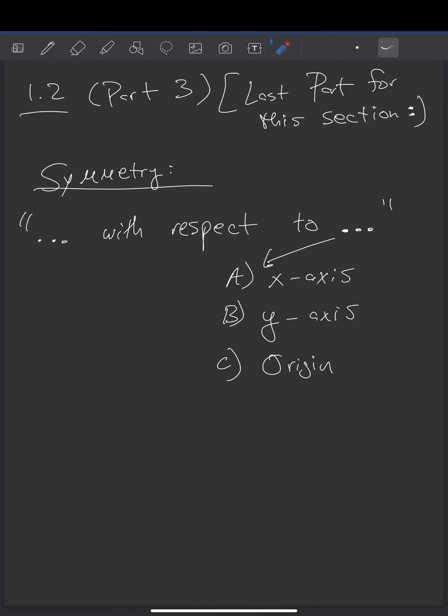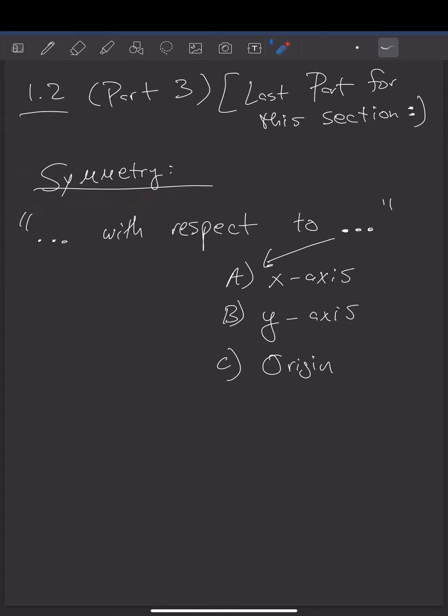Hello everyone and welcome to the last part, part 3 in section 1.2. In the previous section we were just talking about circles. In this part of the section, we're going to be talking about symmetry.